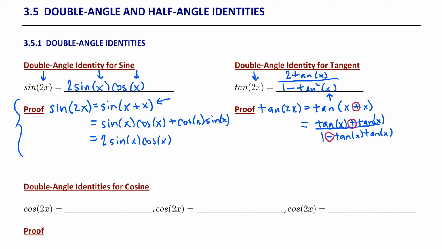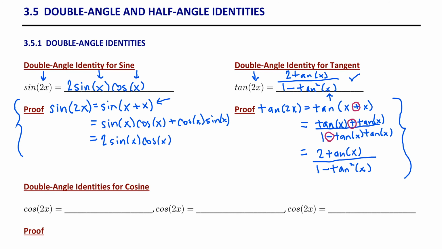Getting back to our proof, we can simplify the numerator as 2 tangent of x, and in the denominator, we can express that as 1 minus tangent squared of x. So that verifies the double angle identity for tangent. Again, remember this process. If you were to forget the sign or the details of that identity, you could certainly verify it by hand.